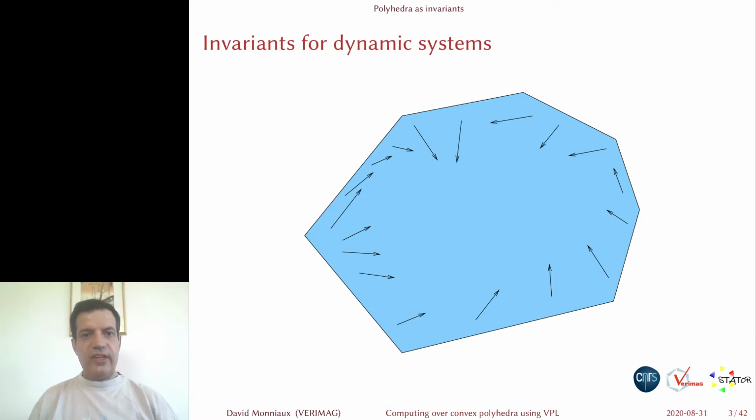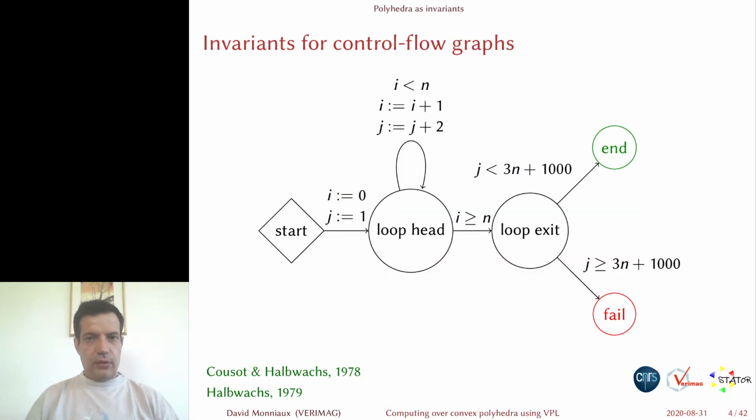If you have a system whose evolution always goes inwards a polyhedron and the initial state of that system lies inside the polyhedron, then at whatever point in time, the state of that system will lie inside the polyhedron. The same applies to programs.